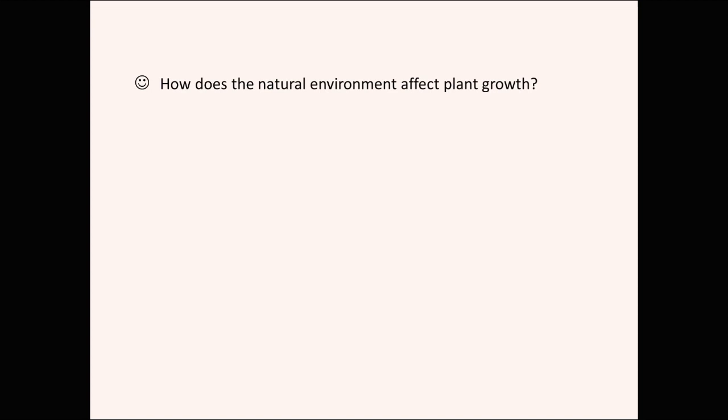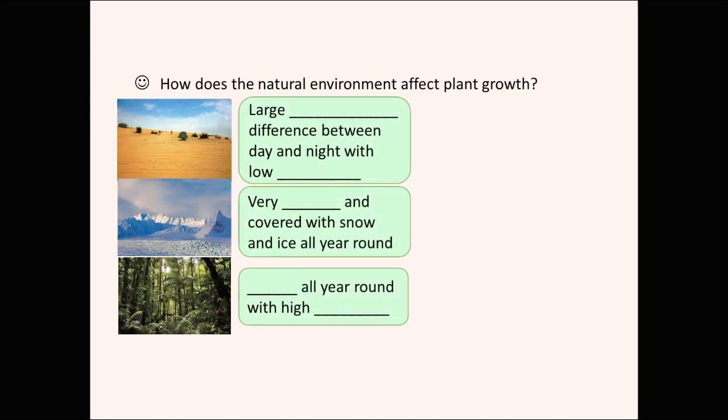First of all, we want to know how the natural environment affects the plant's growth. And you know that in the world, there are so many different kinds of natural environment. Today, we'll talk about 3 different kinds of natural environment. First of all, the desert. Second, the polar region, which means the North Pole and South Pole. And the third natural environment we're going to talk about is the rainforest. So now, let's take a look one by one.